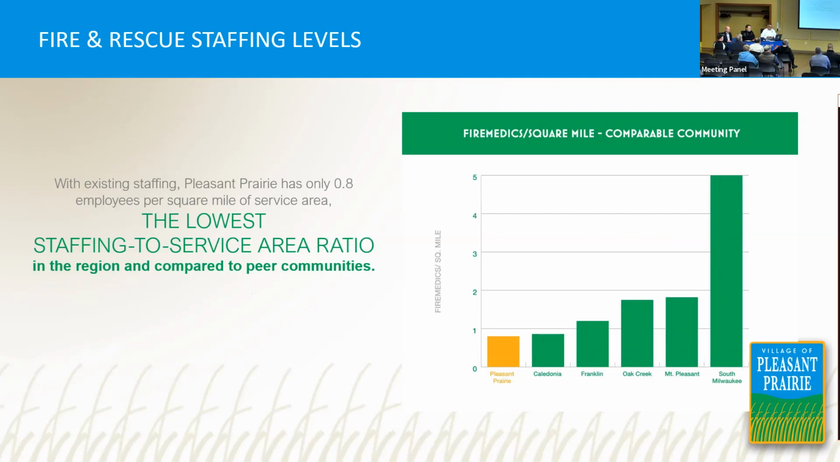The staffing level for the Fire and Rescue Department is just 0.8 employees per square mile of the service area, which by the graph you can see is the lowest staffing to service ratio in the region as compared to similar communities.